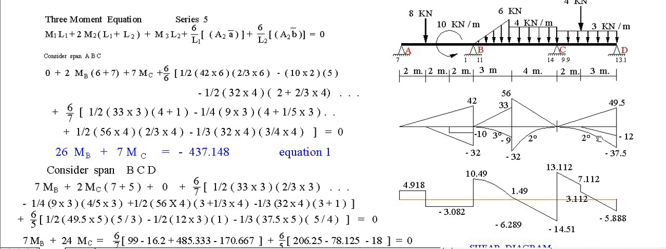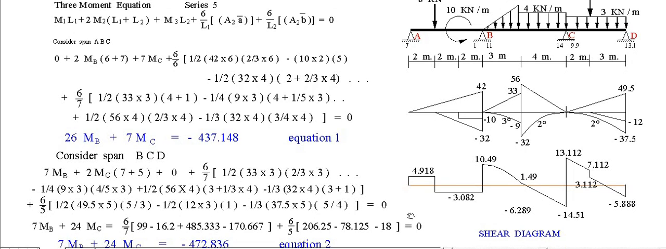37.5 times 5, okay, 5 times 1/4 of 5, 1/4 of 5. Now simplifying, 7 MB, this is 12 times 2 or 24 MC.